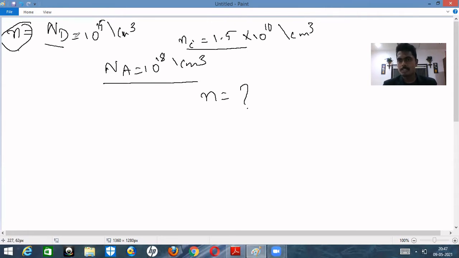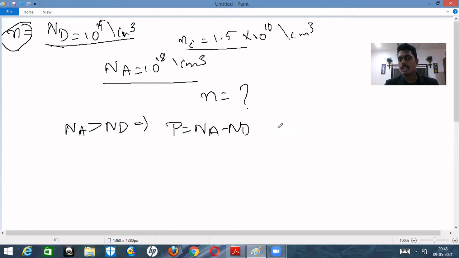The most important point is that if Nd and Na both are present in a particular sample, then we need to calculate Nd minus Na or Na minus Nd. If Na is greater than Nd, then it is a p-type semiconductor, with holes dominant. So automatically p will be equal to simply Na minus Nd. And by using the law of mass action, we can easily find n is equal to ni square upon p. So this can be done.